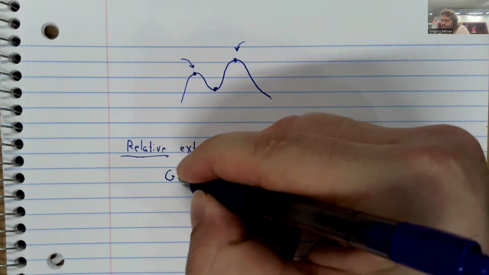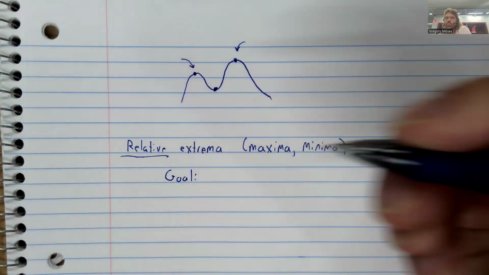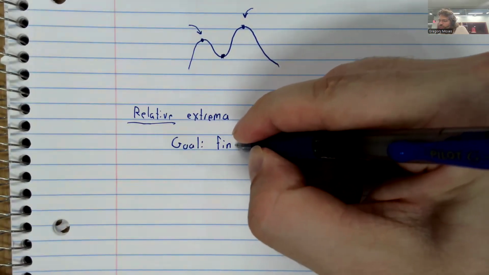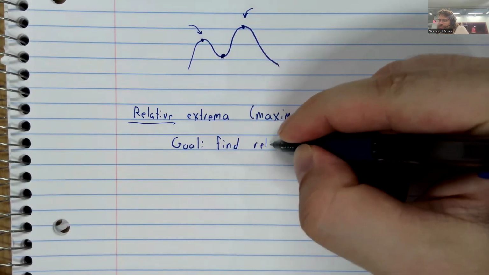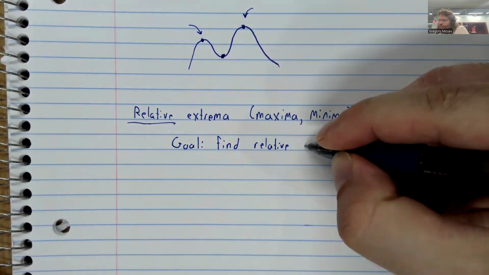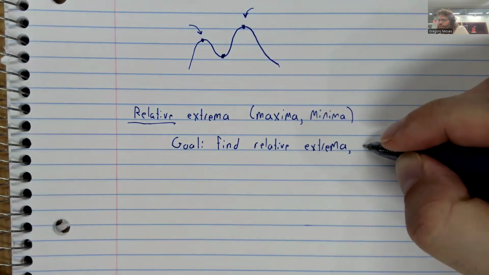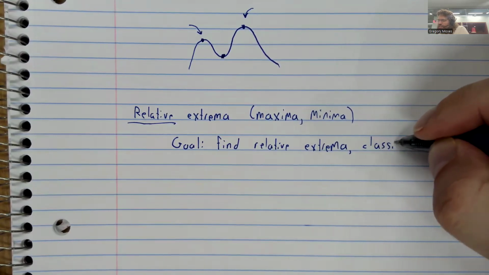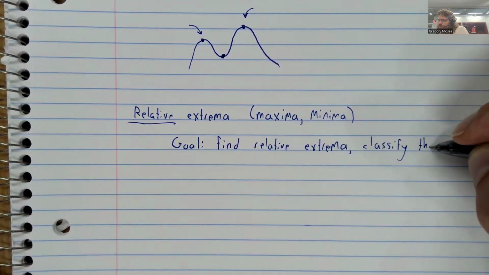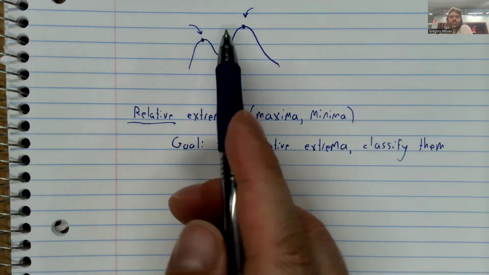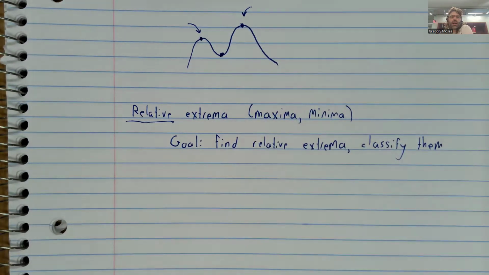And the goal we'll state for this video is to find relative extrema and to classify them. By classify, I mean we have three relative extrema in this picture. Two of them are relative maxima. One of them is a relative minimum.